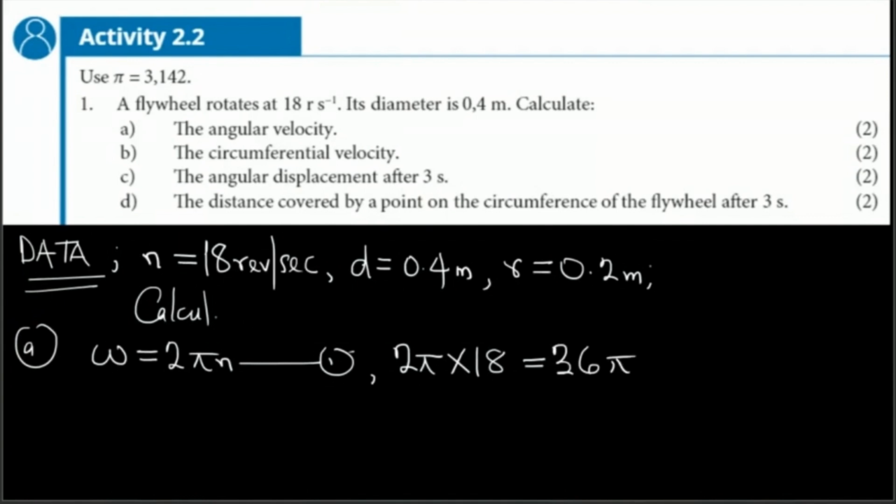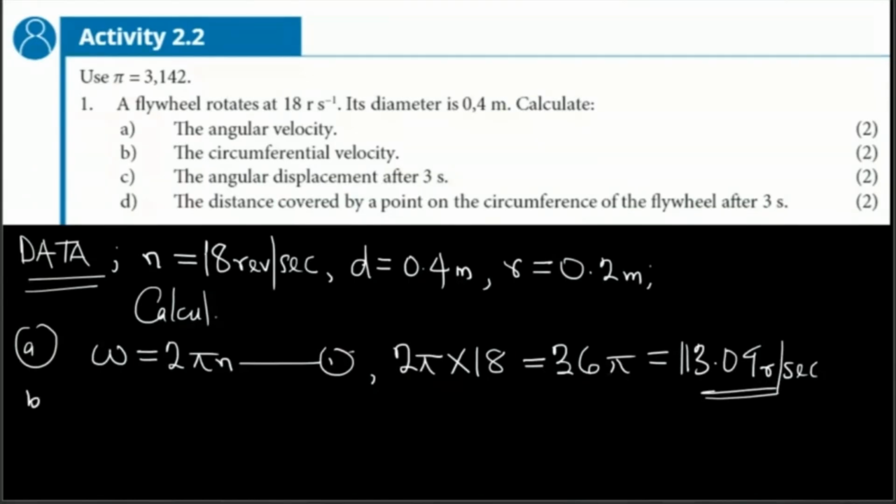36 pi, and 36 pi will give me what? 36 pi will give me 113.09 radians per second.